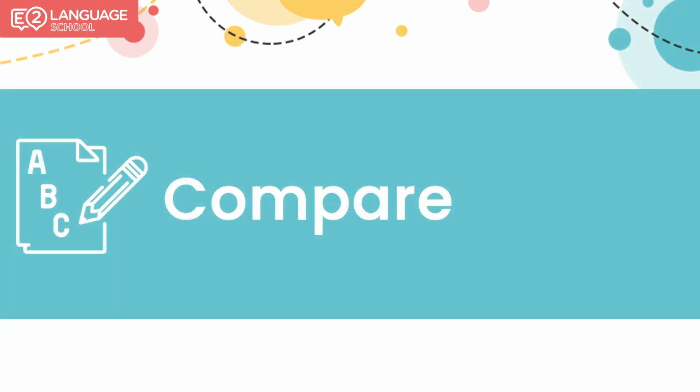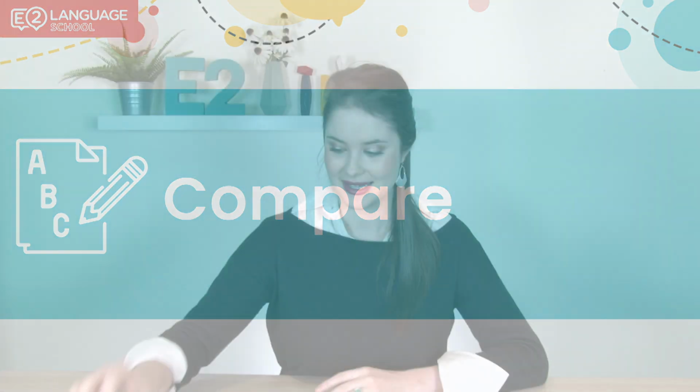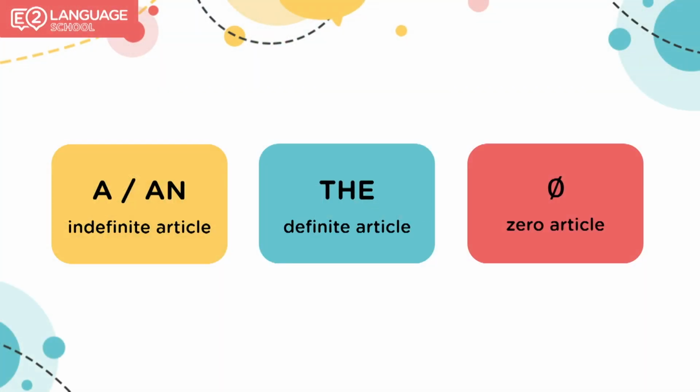Okay, now we're going to move on to the final part of this lesson. Now, if you haven't watched part 1 and part 2 of our series on articles, I suggest that you watch them now in order to help you complete these activities. Okay, so here are the 3 different types of articles. In part 1, we looked at the indefinite article, in part 2, the definite, and in today's lesson, the zero article.